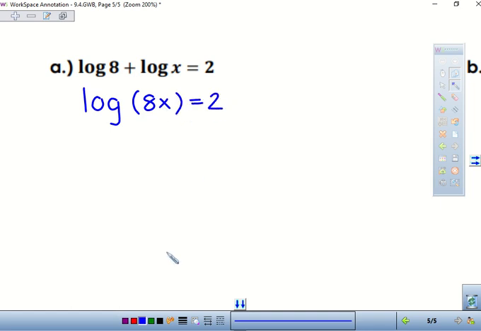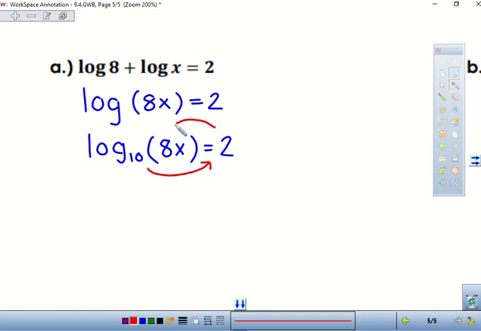Now, we're missing something. We can write in the what? The base of the log, which is 10. If we don't have a base, it's an implied 10. If it was ln, it would be what? Good. Now, can't we convert this to exponential form? This is 10 to the 2nd is equal to 8x.